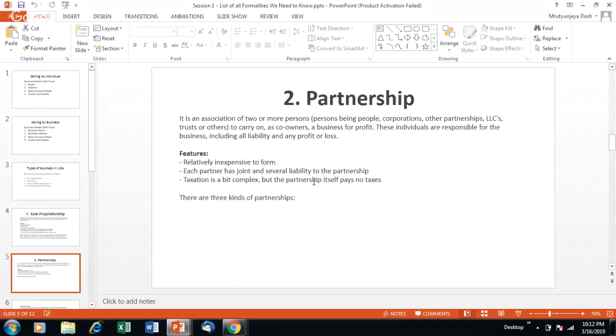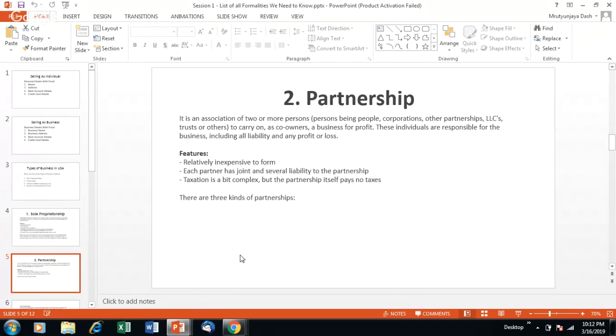For this type of company, when it has to be formed, there is a minimum requirement: two persons are mandatory to be the partners of the company so that it can be formed as a partnership firm. The features I have pointed out are that it is relatively inexpensive to form, each partner has joint and several liability for the partnership, and taxation is a bit complex.